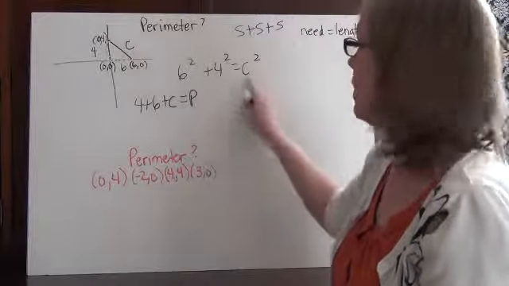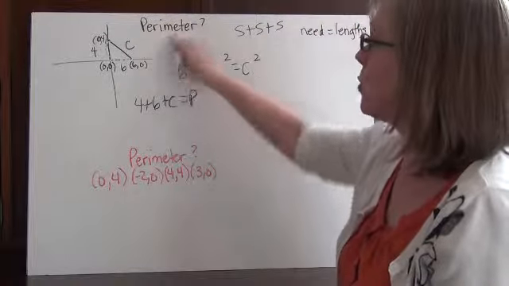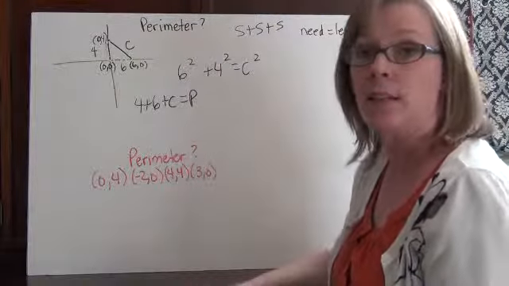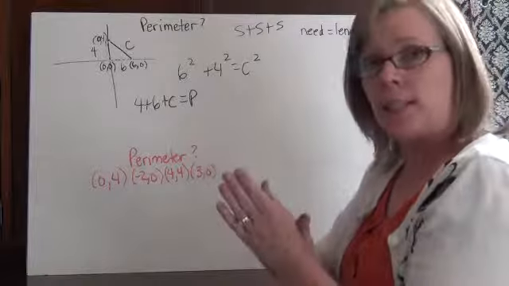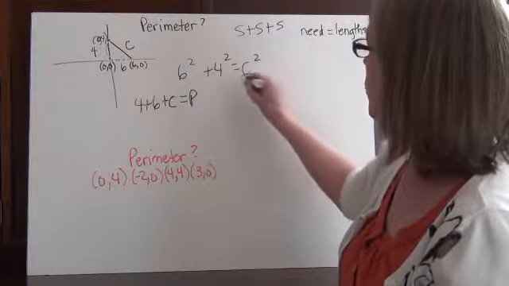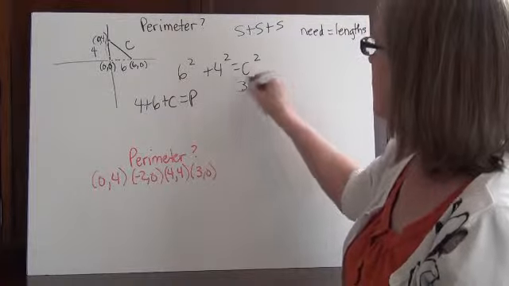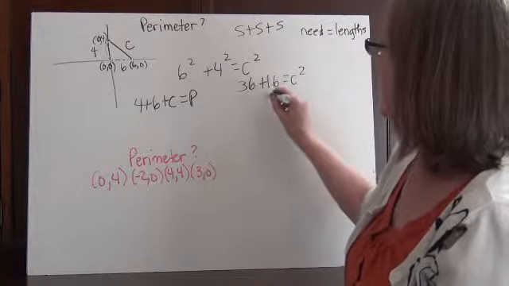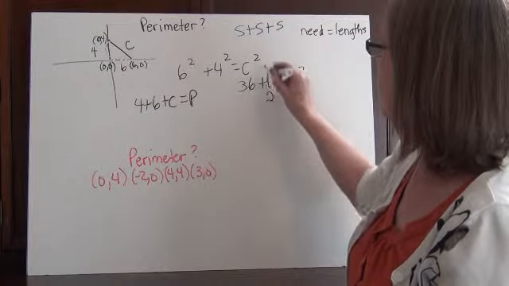I'm not there yet because I don't know what C is, but I want to make sure you understand how this problem is different than just finding the distance on C. The perimeter is what makes me take the distance on C, but then go back and add in the others. So 6 squared plus 4 squared. 6 squared is 36. 4 squared is 16. 6 and 6 is 12. 3, 4, 5.